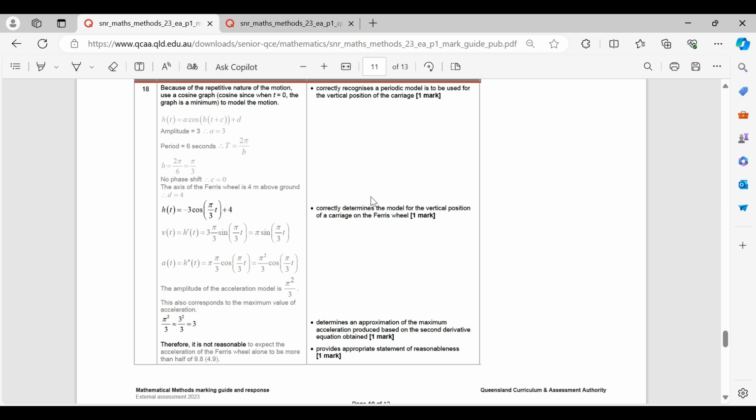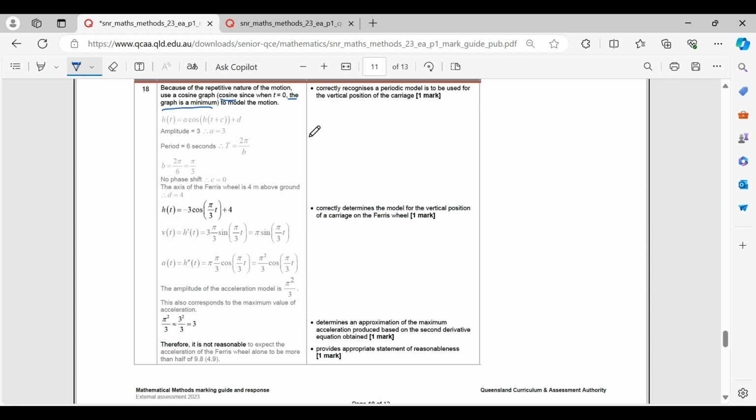There's a mistake in the 2023 Maths Methods exam paper 1, question 18. In the solution to the question, they use a cosine function to model uniform circular motion. They said the reason you use cosine is that when t equals 0, the graph is a minimum.